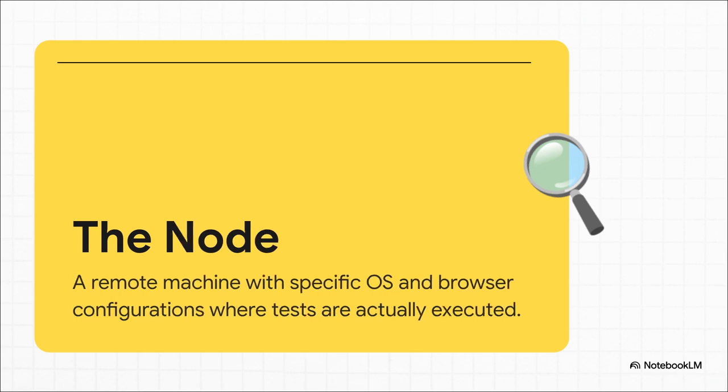So, if the hub is the manager, then the nodes are your team of specialists. They're the workers on the ground. Each node is just a machine. Could be real hardware, could be virtual. And it's set up with a very specific environment. You might have one node that's macOS with Firefox, and another that's Windows with Edge. They basically check in with the hub and say, hey, I'm here, this is what I can do, and then they just wait for an assignment.